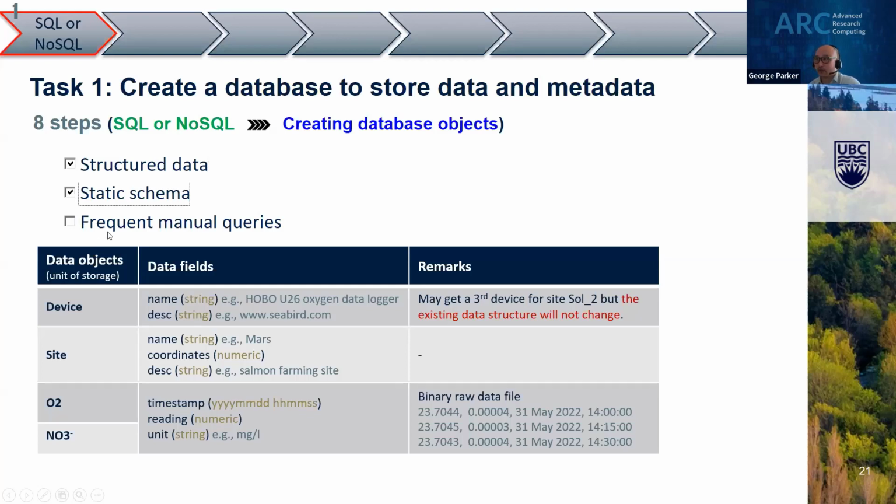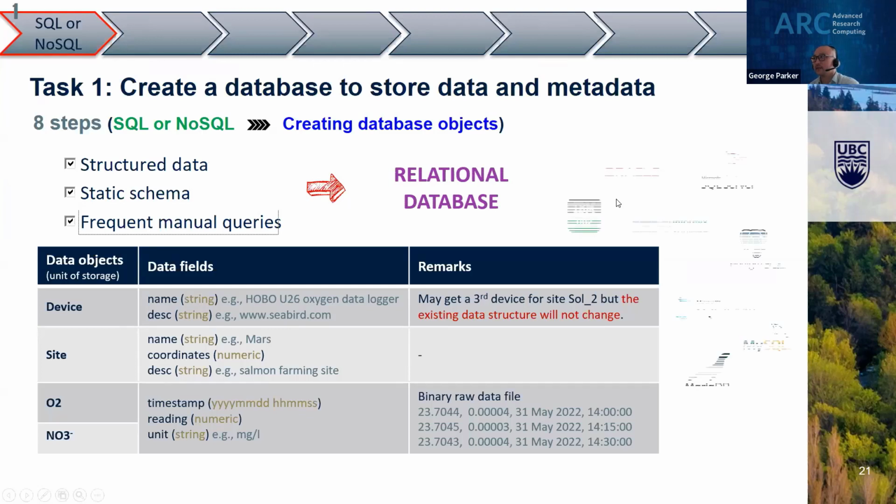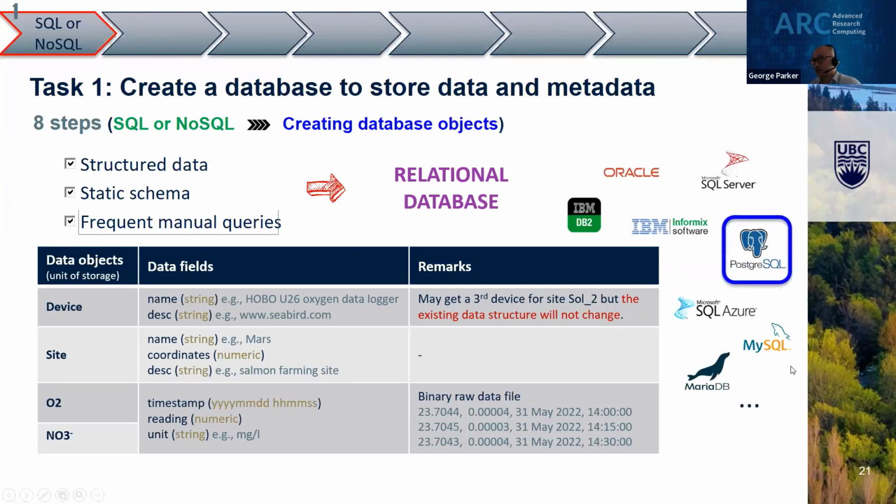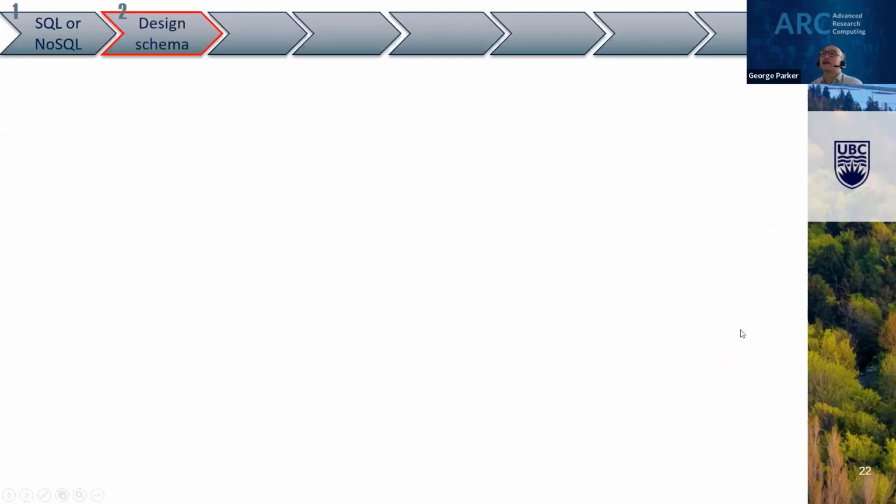Do I need to manually query my data? Yes, I do. And at the moment, I don't have any separate applications to read the data. So it's pretty clear now. Relational database is the option. Here are the candidates, and I will go for Postgres. There's nothing wrong if you use MySQL or MariaDB or Oracle. This is just a personal preference.